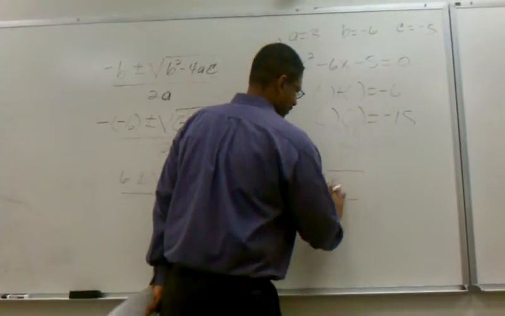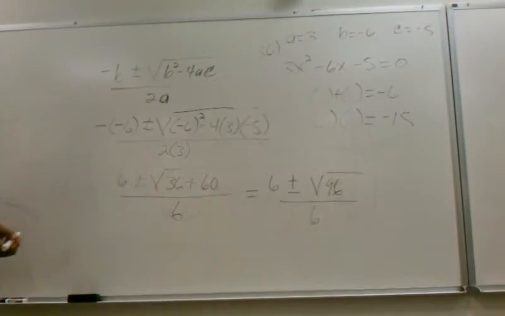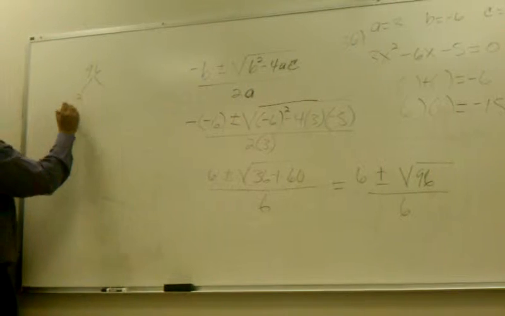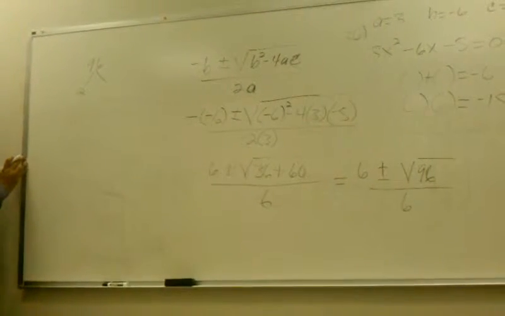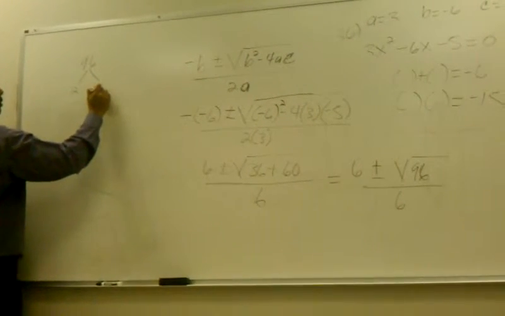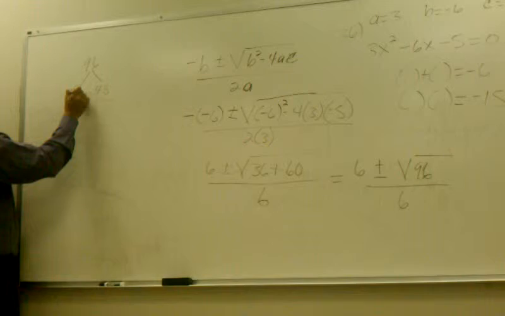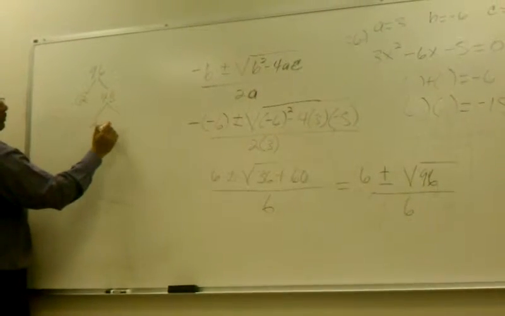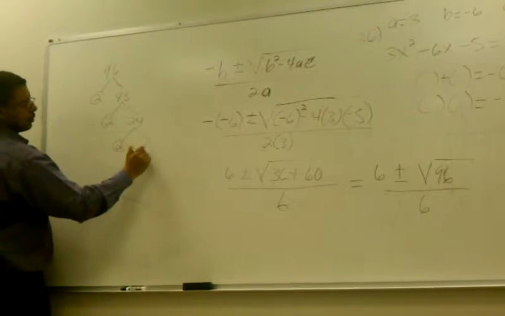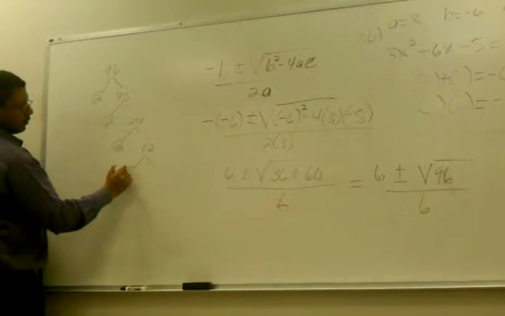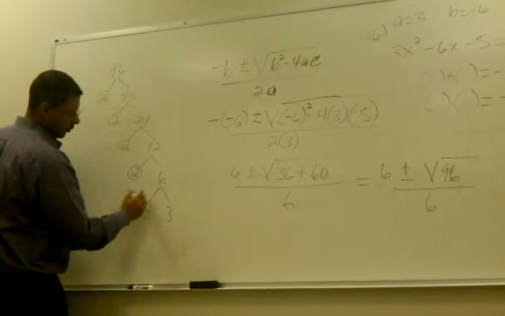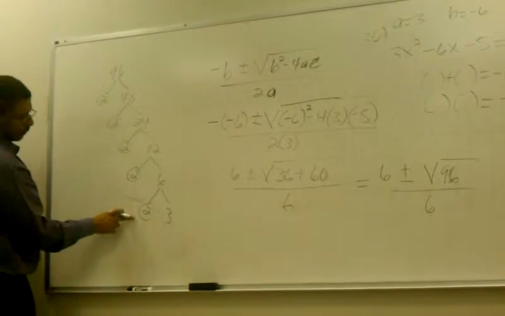Okay, 96. Now let's break down 96, so use the factor tree. This is 2 times half of 96, which is 48. Let's break down 48. That's 2 times 24. And 24 is 2 times 12, right? And 12 is 2 times 6. And 6 is 2 times 3, right? So how many 2's do we got? 1, 2, 3, 4, 5, right?